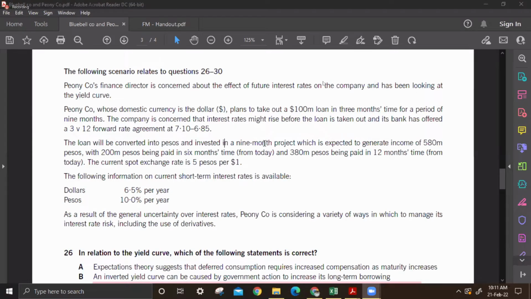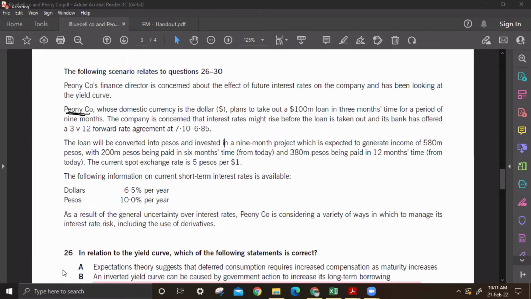You all know that in a derivative contract, the parties to the contract have opposite views about the asset. One will think that it will go up, the other person will think it will go down. It's like betting, but we don't use the word betting. So here, the Peony Company thinks that the interest rates will go up and the bank will think that it will go down. So both of them have opposite views about the contract. So they enter into a forward rate agreement.